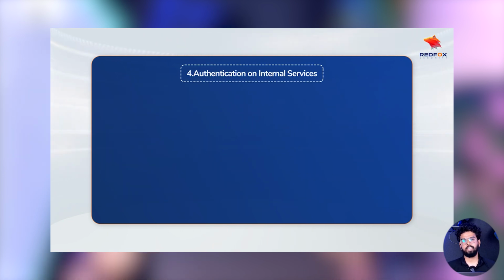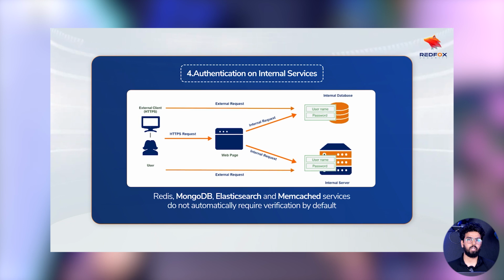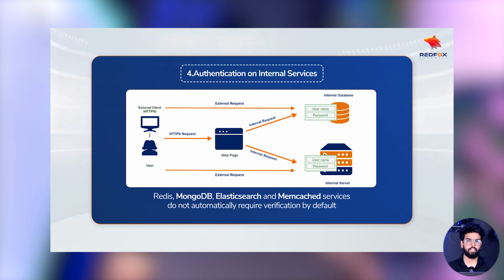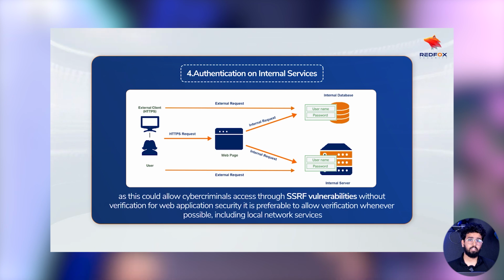Fourth one being authentication on internal services. Redis, MongoDB, Elasticsearch, and Memcache services do not automatically require verification by default. As this could allow cybercriminals access through SSRF vulnerabilities without verification, for your application security it is preferable to enable verification whenever possible, including on local network services.